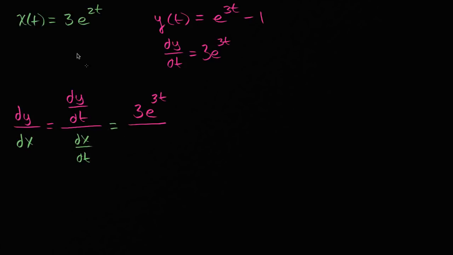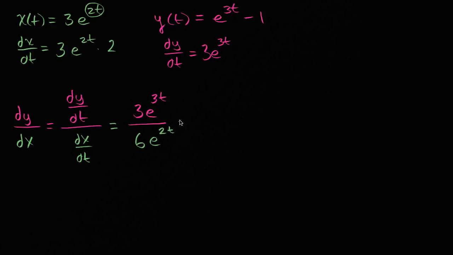All of that over, well, what's the derivative of x with respect to t? The derivative of x with respect to t is equal to, well, we're going to have the 3 out front. And so the derivative of e to the 2t with respect to 2t is going to be e to the 2t. And then we're going to take the derivative of 2t with respect to t, which is just 2. So this is going to be 6e to the 2t. And let's see, we could simplify this a little bit.